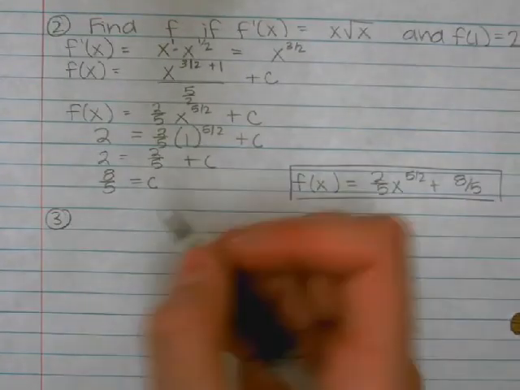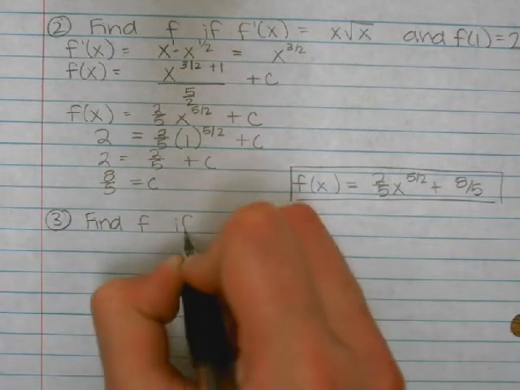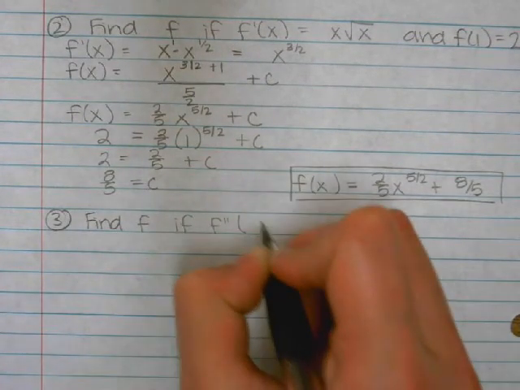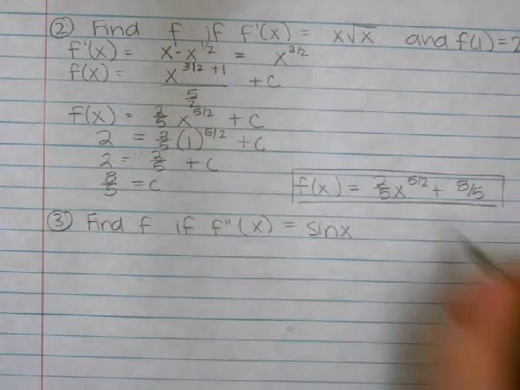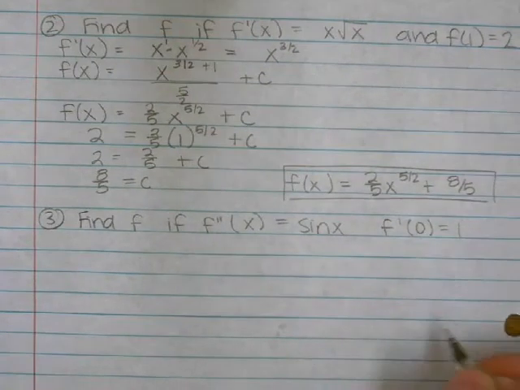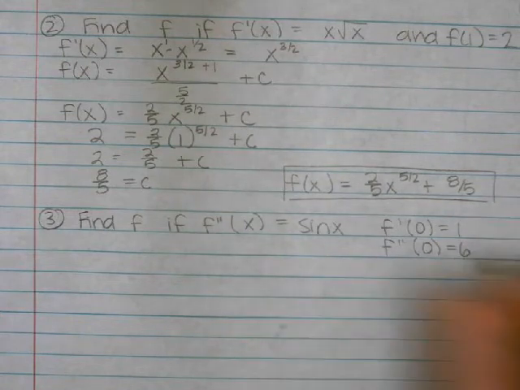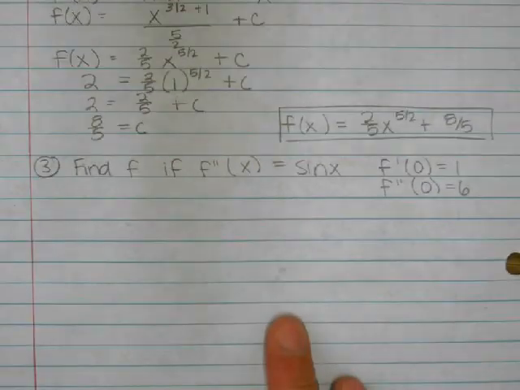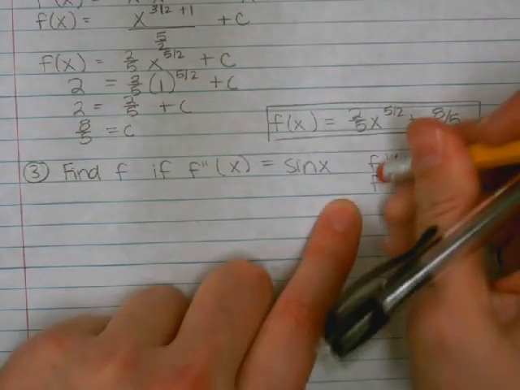All right, and then here is our last. We're going to say find the function if the second derivative of the function is sine of x. And they're going to tell us that the derivative evaluated at 0 is 1. And the function evaluated at 0 is 6.